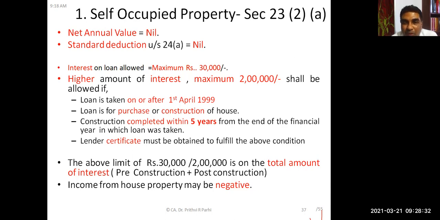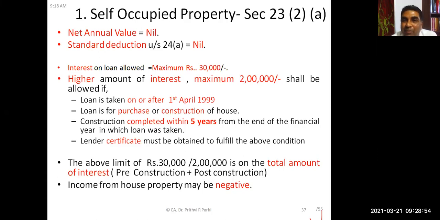So 0 minus 2 lakh, what is the taxable annual value? Income from house property, what will be that? 0 minus 2 lakh. Minus 2 lakh. Okay. So income will be treated as minus 2 lakh.